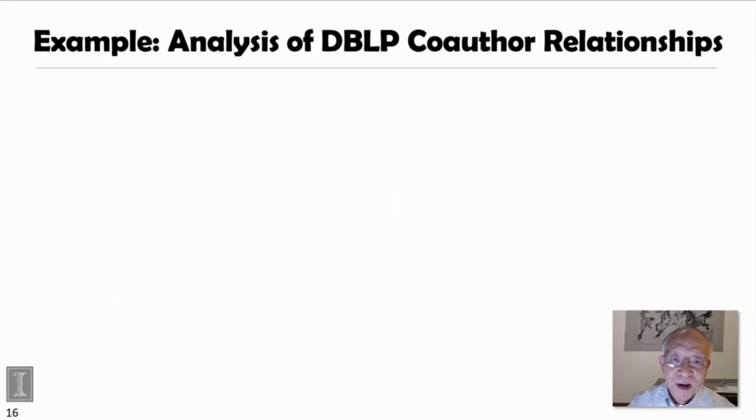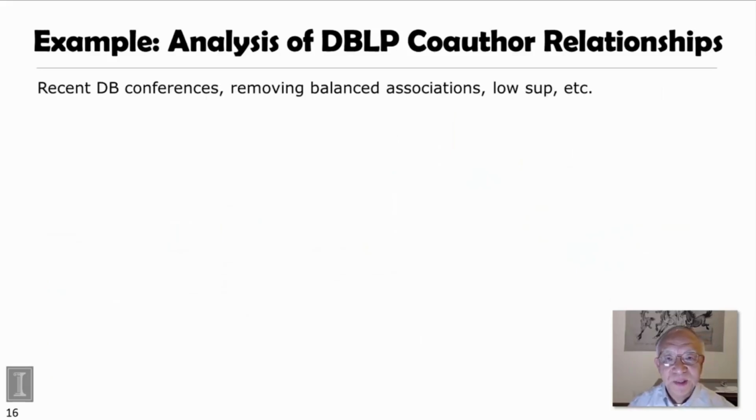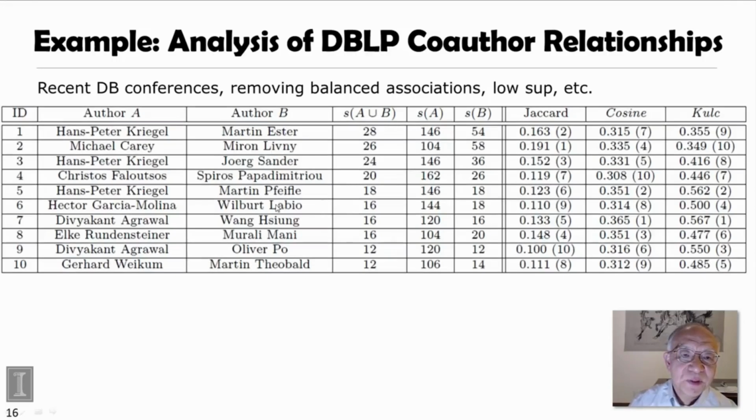Okay. Finally, we are going to show you some real data sets, like DBLP data sets. We want to look at co-author relationships. So let's look at this table. This table we got around the year 2007. We study the recent database conferences. We look at those authors. They publish papers and they co-author papers in database conferences.